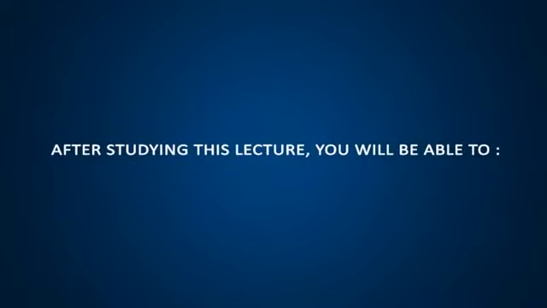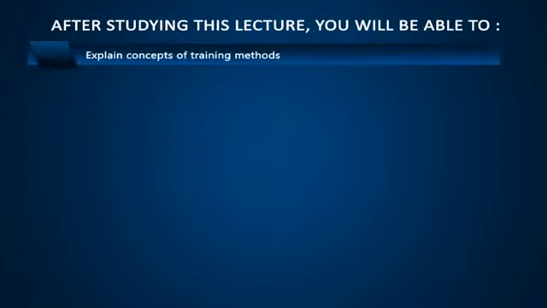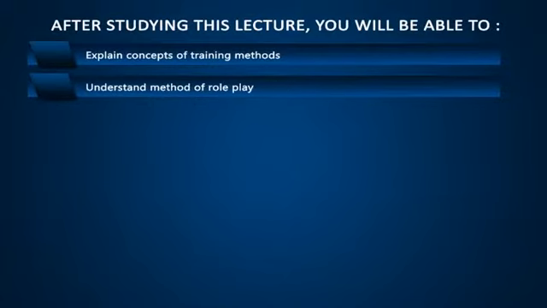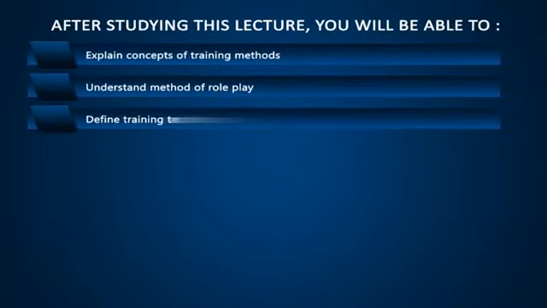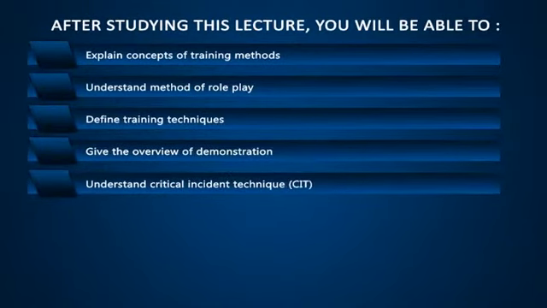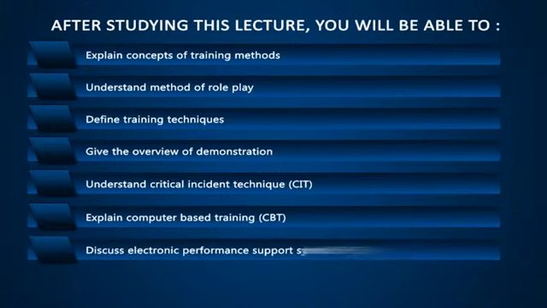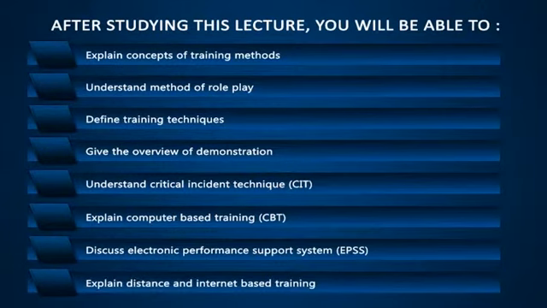And after the lecture, we will be able to learn the following objectives. Explain concepts of training methods. Understand method of role play. Define training techniques. Give the overview of demonstration. Understand critical incident technique, CIT. Explain computer-based training, CBT. Discuss electronic performance support systems, EPSS. Explain distance and internet-based training.